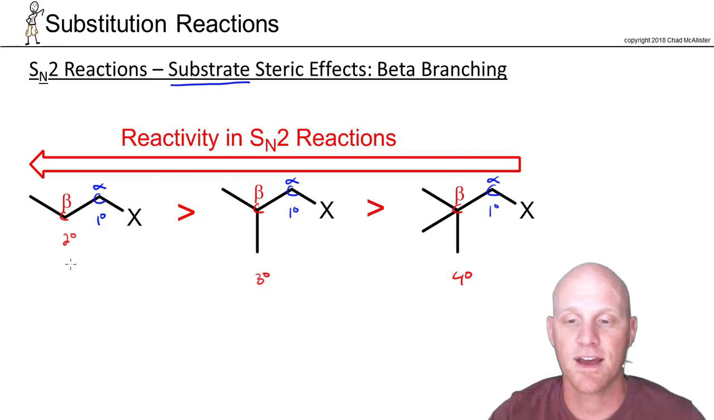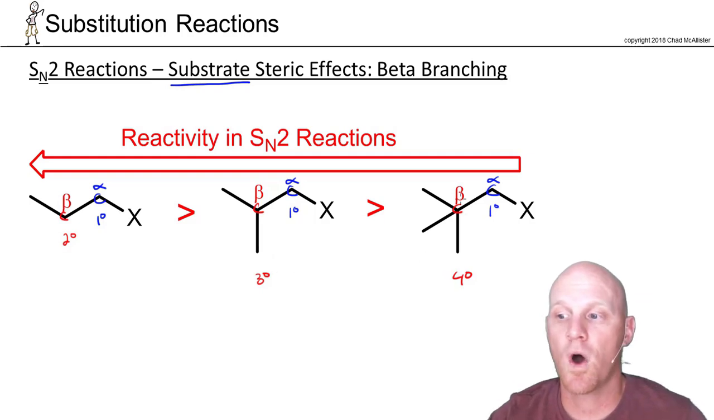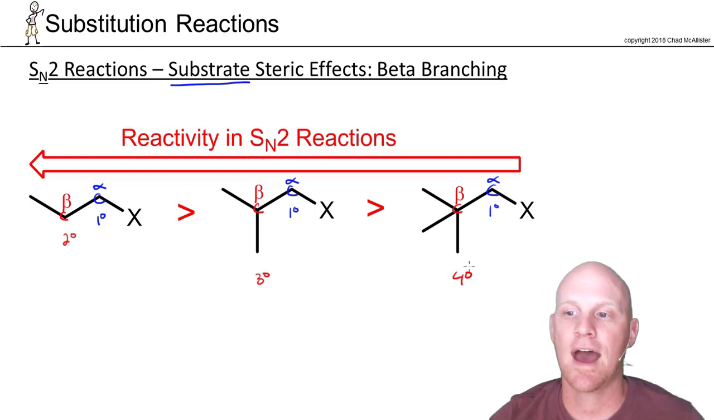With a secondary beta carbon, this reaction actually proceeds pretty quickly. With the tertiary beta carbon, it slows it down quite a bit. And with the quaternary beta carbon, this reaction is very slow and may not even happen. So again, you want to focus on that alpha carbon first, but if you've got all equivalent alpha carbons, then take a look at your beta carbon. How substituted that is can also slow down your backside attack.